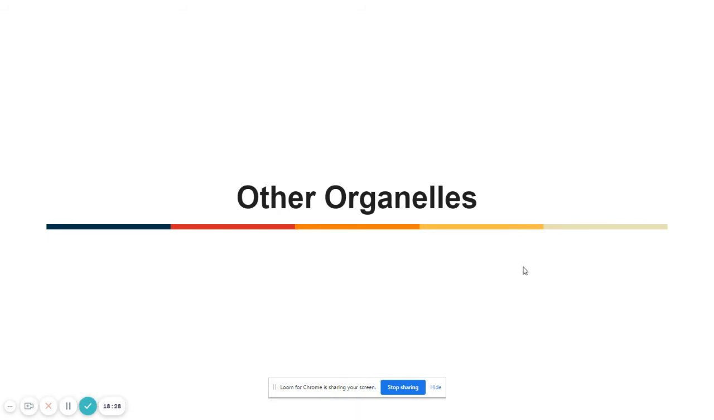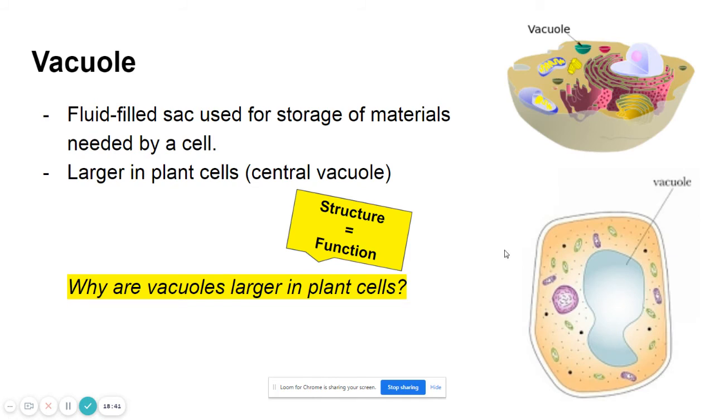Finally, we are going to go over miscellaneous organelles that didn't really fit underneath the categories that I discussed. So these are just other organelles that are just as important, but kind of don't belong in one category. The first one is a vacuole, and a vacuole is a fluid-filled sac or storage unit that is used for storing really important materials for the cell.